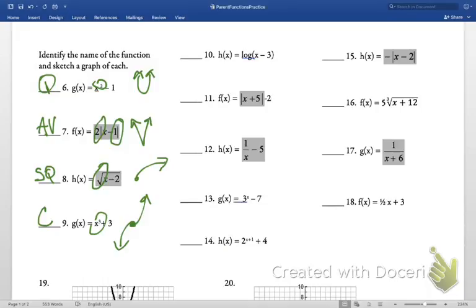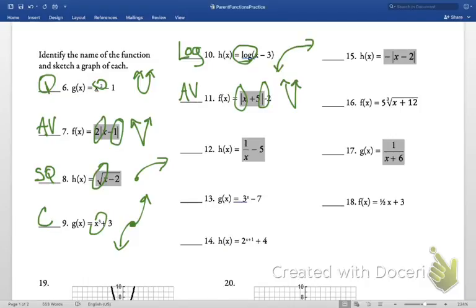Number 10 is a giveaway. It has the word log. Guess what? It is a log. Number 11, we have vertical bars. That's an absolute value. That's our V shape. And I forgot to draw the log on number 10, so I'm going to go back and do that.